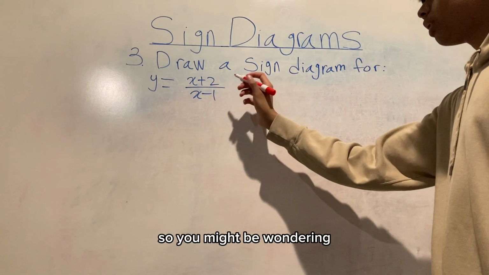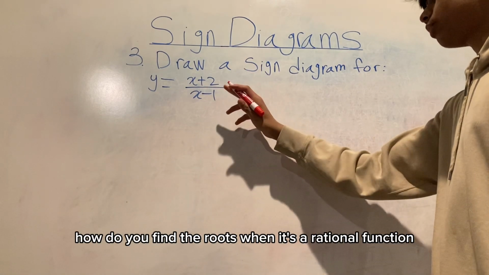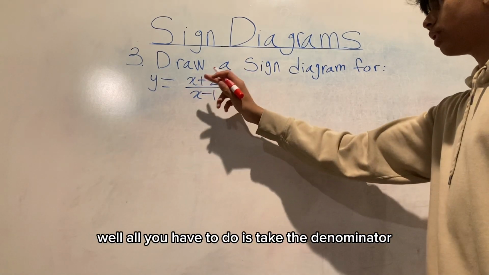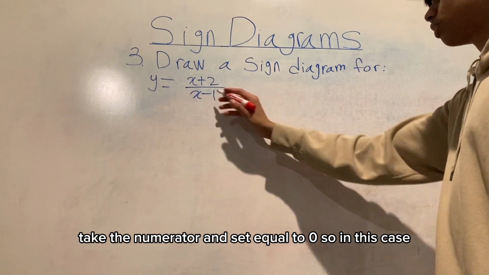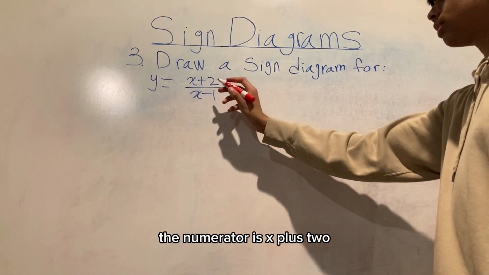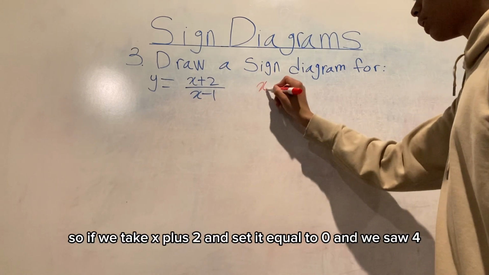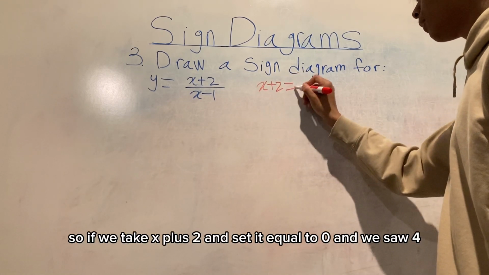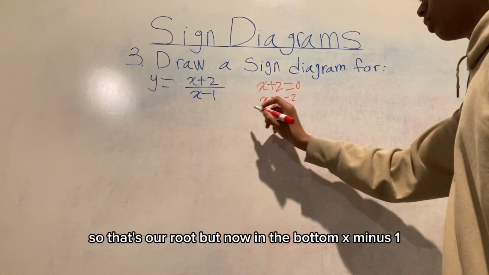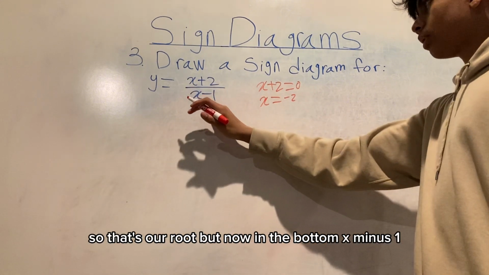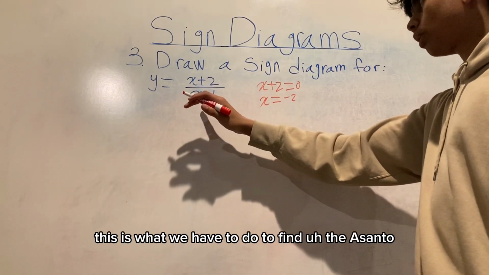So you might be wondering, how do you find the roots when it's a rational function? Well, all you have to do is take the numerator and set it equal to 0. So in this case, the numerator is x plus 2. So if we take x plus 2 and set it equal to 0, and we solve for it, we get x equals negative 2, right? So that's our root.